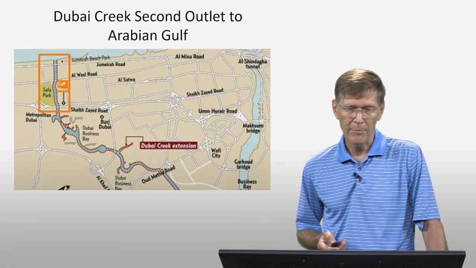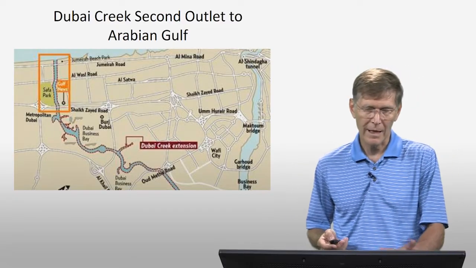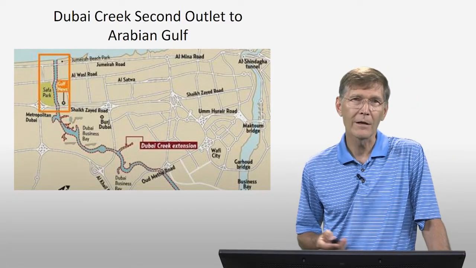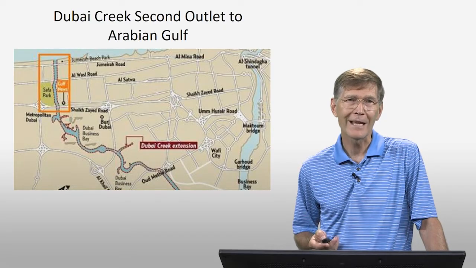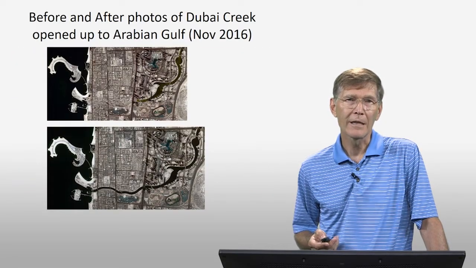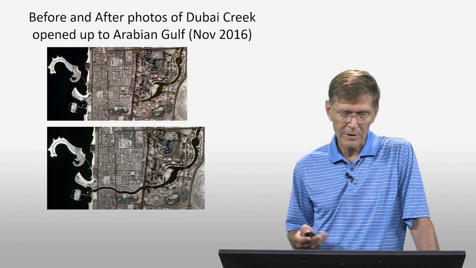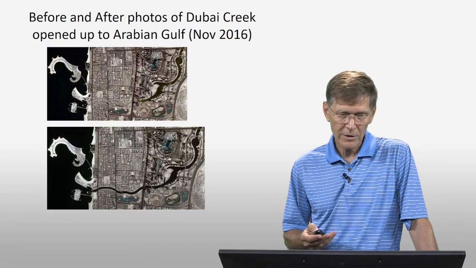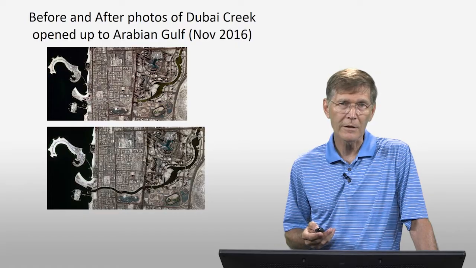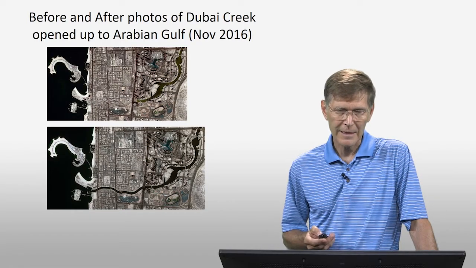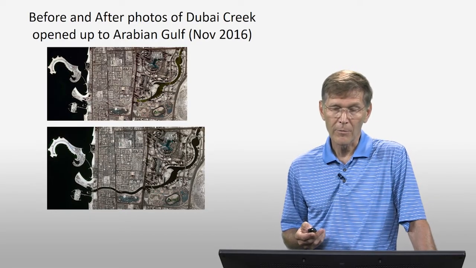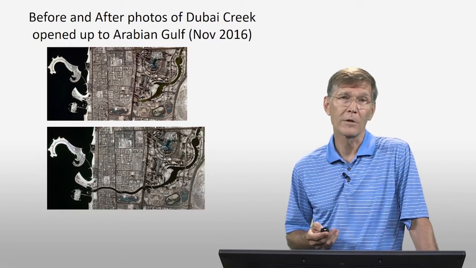Okay? And this map here shows that area with the orange square around it in the top left. That shows the area that has to be dug out to the sea. And these are actual aerial photos that I found. The top one, that was the original photo where they were under construction. They were just starting to build this outlet to the sea. And then in the second photo, in November of 2016, they actually cut it open to the sea.